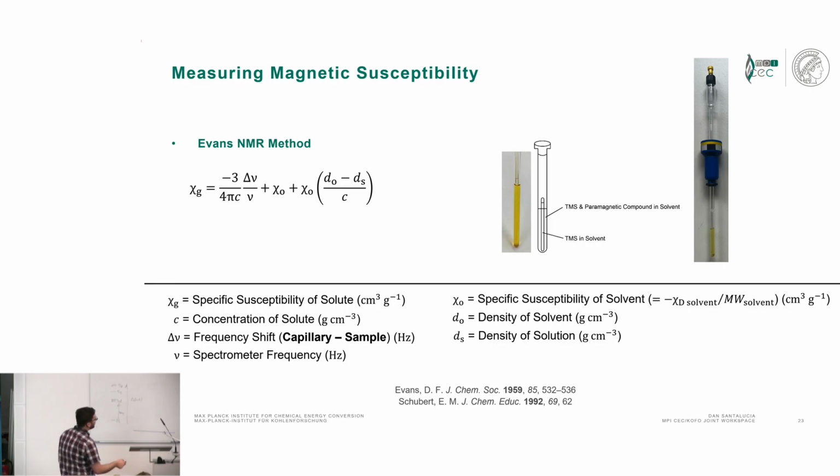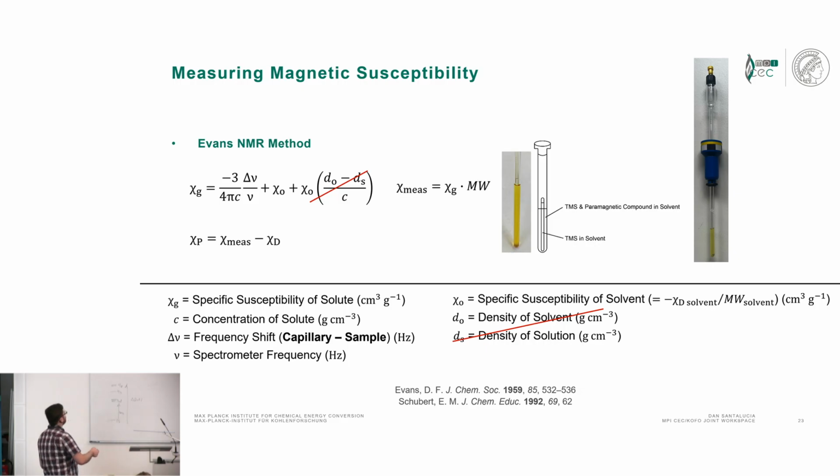Normally we're dealing with quite dilute solutions, so the density of the solvent and the density of the solution are typically close enough that you can end up neglecting that term, because that will go to 0 or very near 0, and so you only need to worry about this particular term. And then you just correct for the specific susceptibility of the solvent you're working with, so that's this term here.